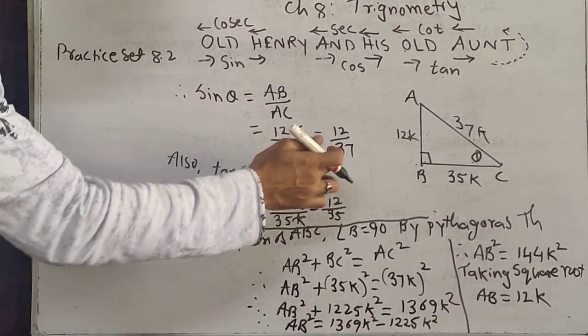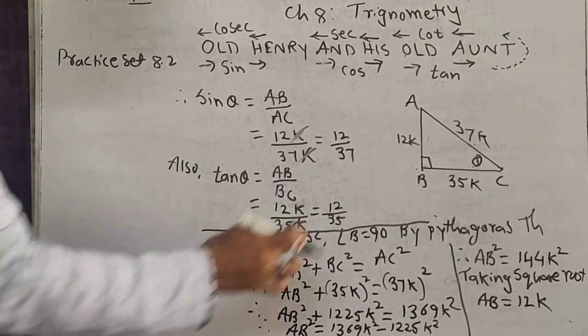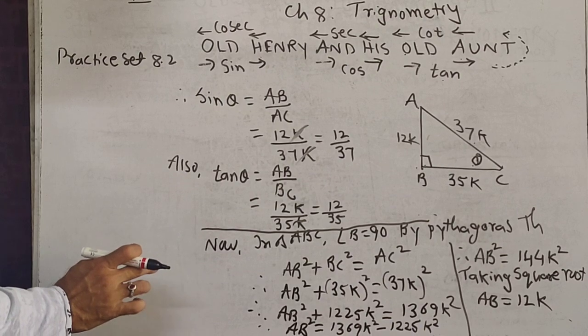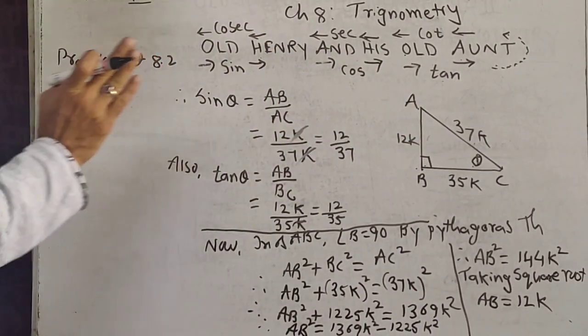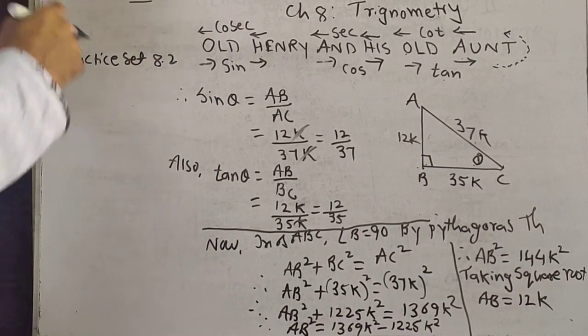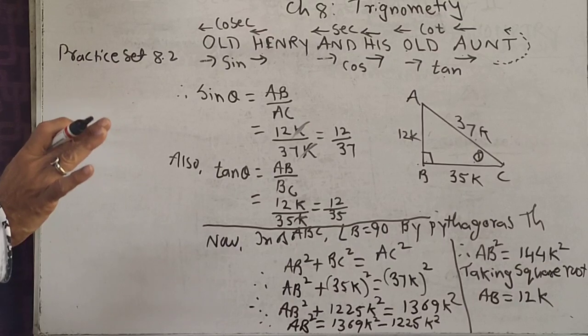See, k got cancelled. K is all cancelled here. K is not there now. You got the answer. So we are only assuming k. Why are we assuming k? Because it is in the ratio. If you do not assume k, then also it's okay. I will not give wrong.